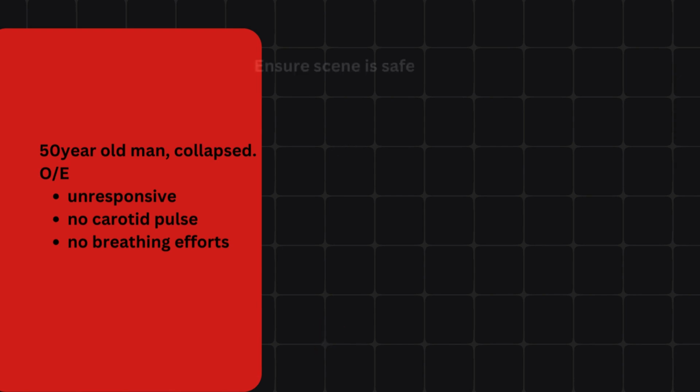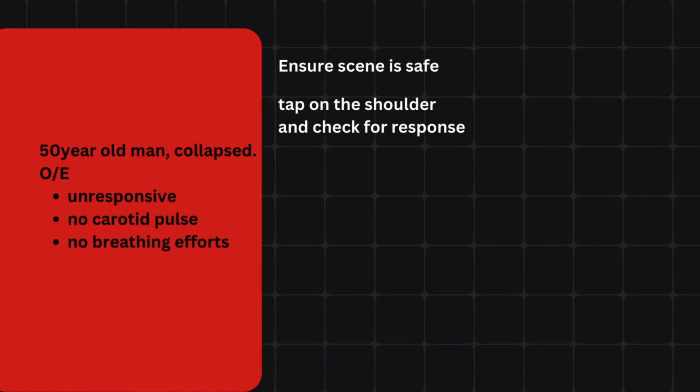So, first things first, ensure that the scene is safe, that is, have a quick glance of the surrounding, move the patient to a more secure location if he is surrounded by broken glass or any sharp materials. Tap on the man's shoulder. Call out his name and check for his response. Since he is unresponsive, immediately call for help while simultaneously checking for pulse and breathing efforts.